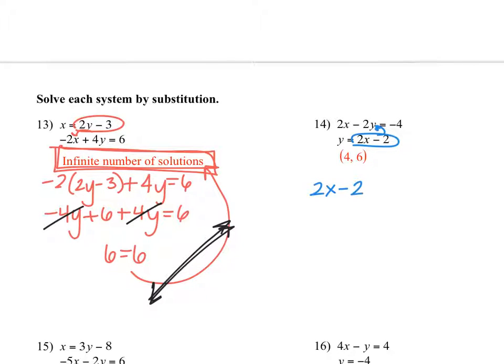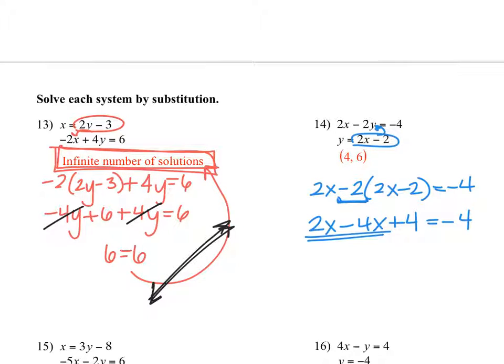2x minus 2, parentheses 2x minus 2 equals -4. Man, this one's got a lot of 2's. I'm going to distribute -2, so that's going to give me 2x minus 4x plus 4 equals -4. I combine like terms because they're on the same side, so -2x plus 4 equals -4. I'm going to subtract 4, -2x equals -8. And then if I divide by -2, x is going to equal 4.